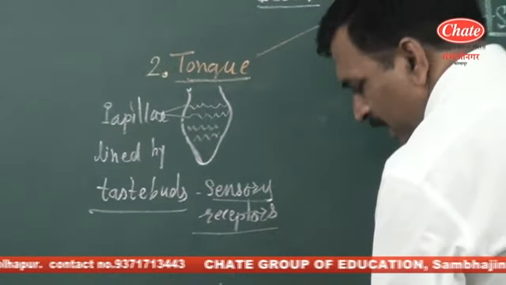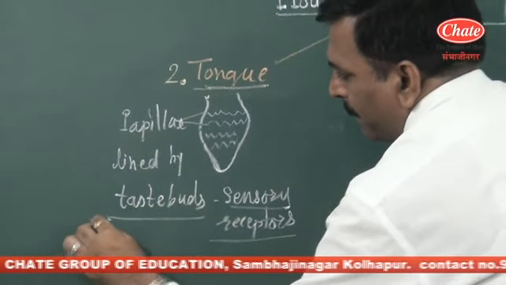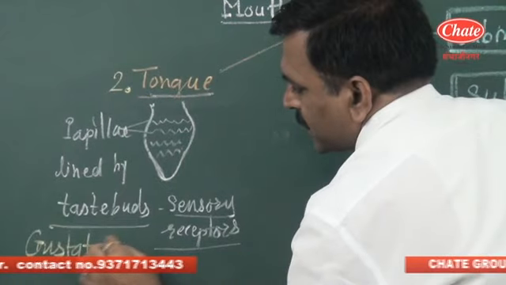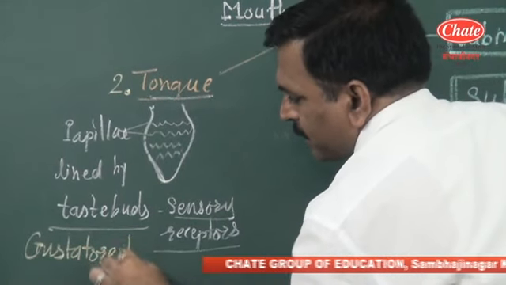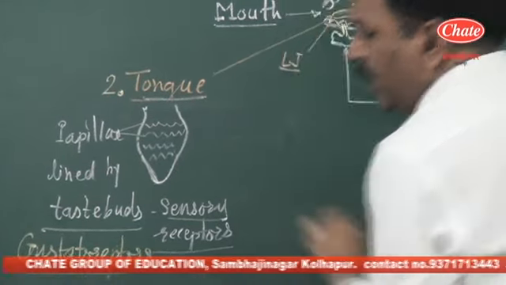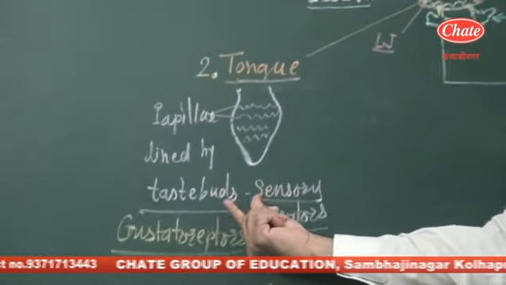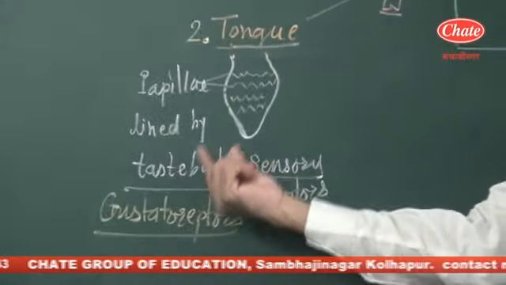So this taste bud acts as a gustatoreceptor. So taste buds identify the chemical nature of the substances.